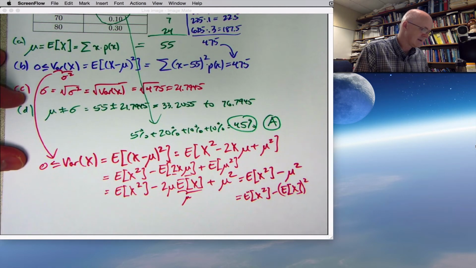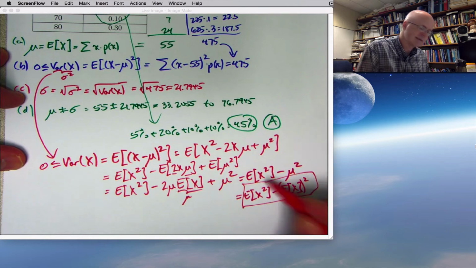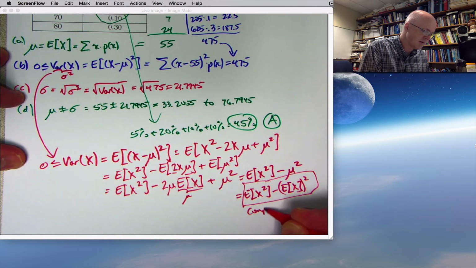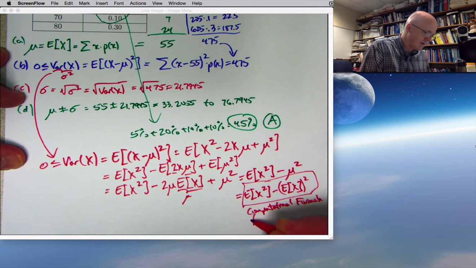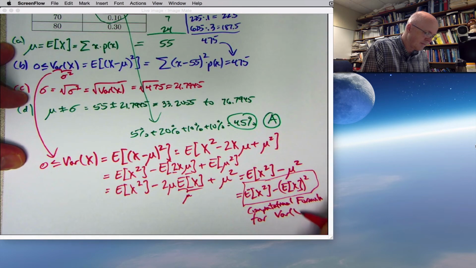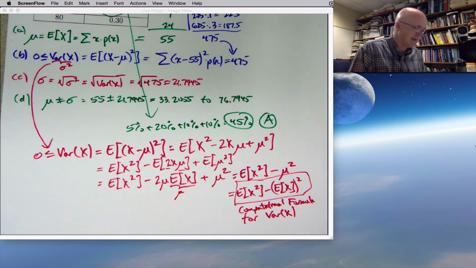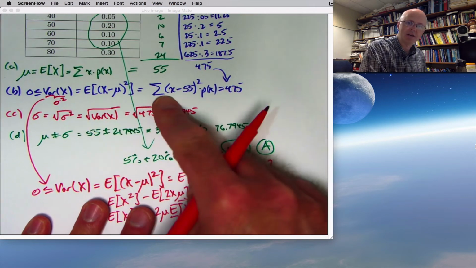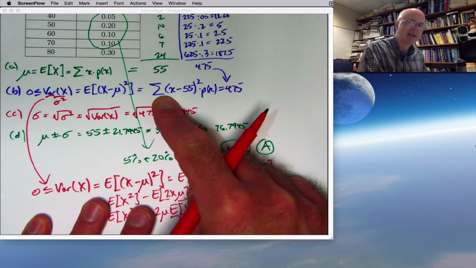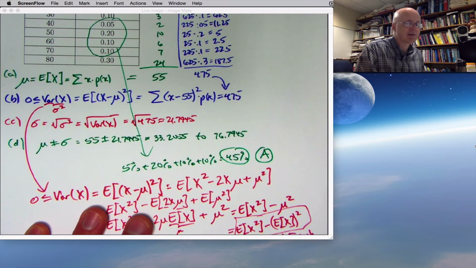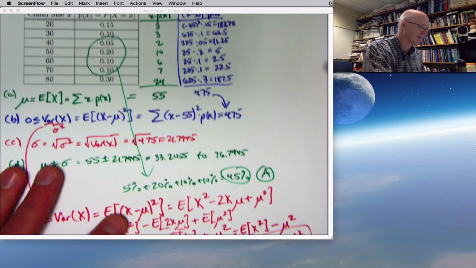All right? So this expression here is the computational formula for the variance. If you're going to do it by hand, even with calculator help, it's typically the best thing to do. This calculation here quite often is nastier, especially if you're doing it by hand. Now with technology, you really could do it either way, and it's not a big deal.